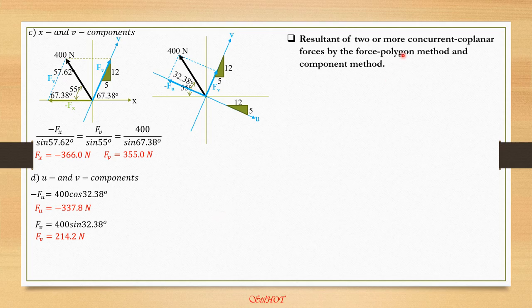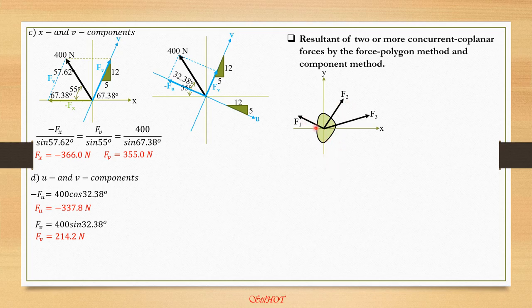Then let's have a new topic. Resultant of two or more concurrent coplanar forces by the force polygon method and component method. So let's express each force into x and y components so that we can simply add them. So in general, let's have three concurrent forces. It may be more than this, or it may have only two forces.